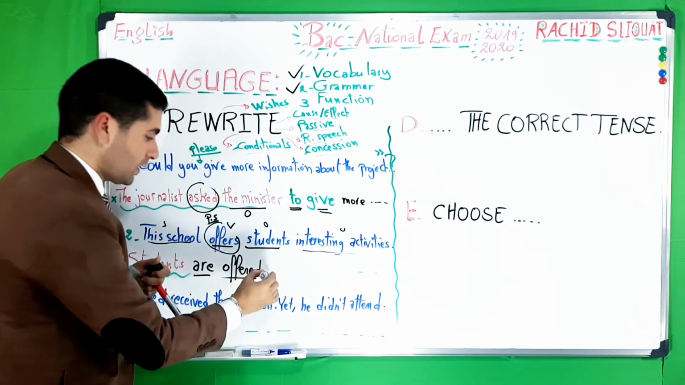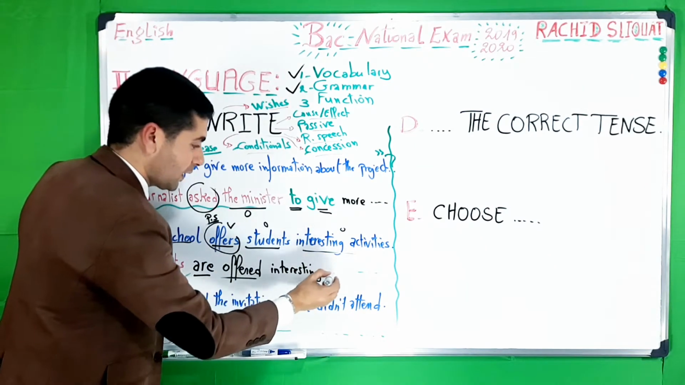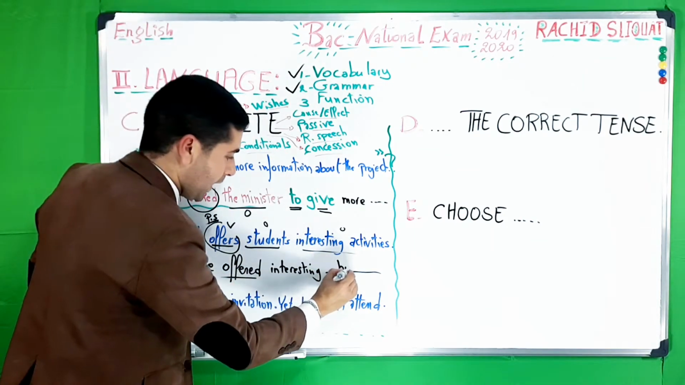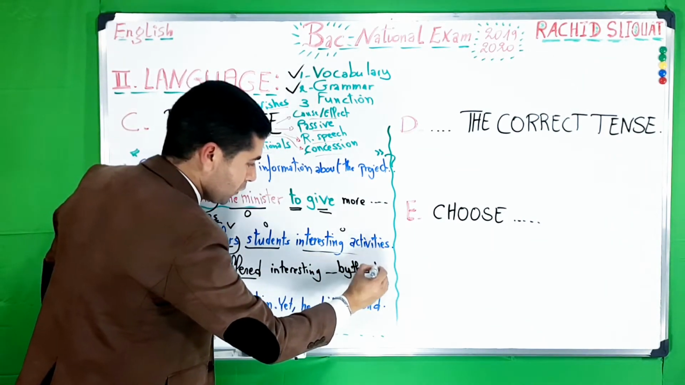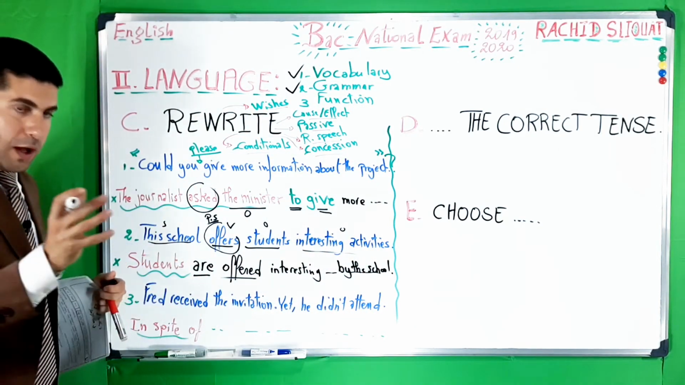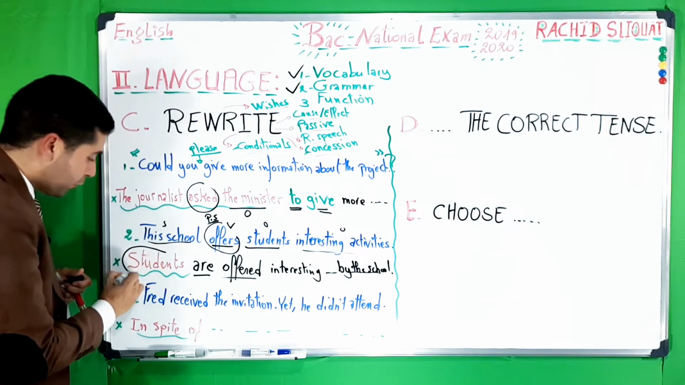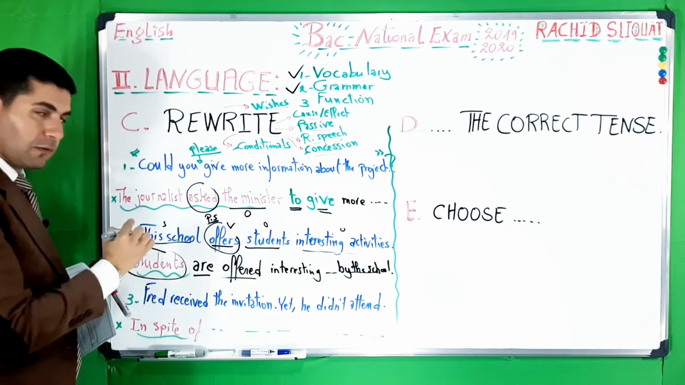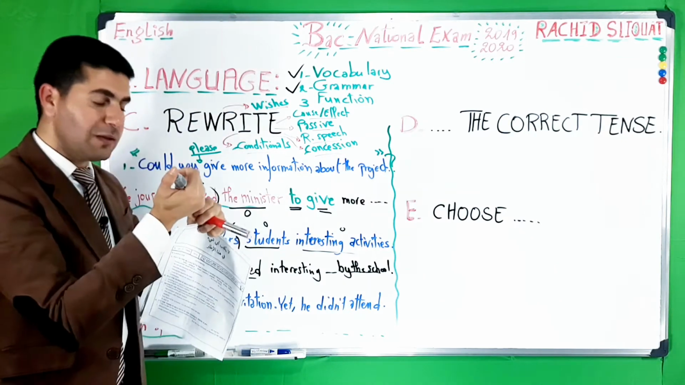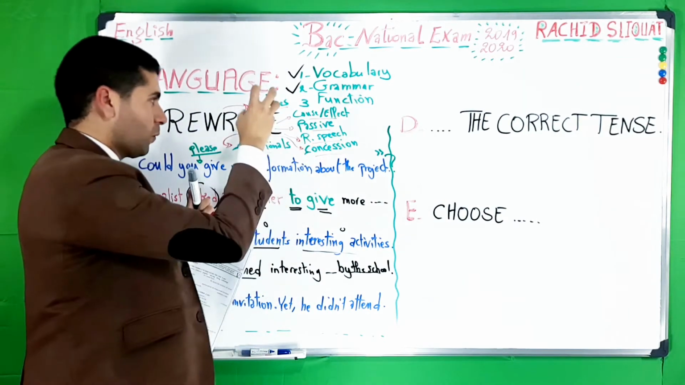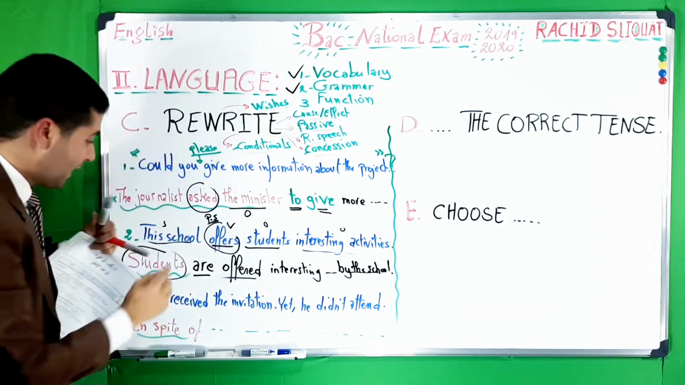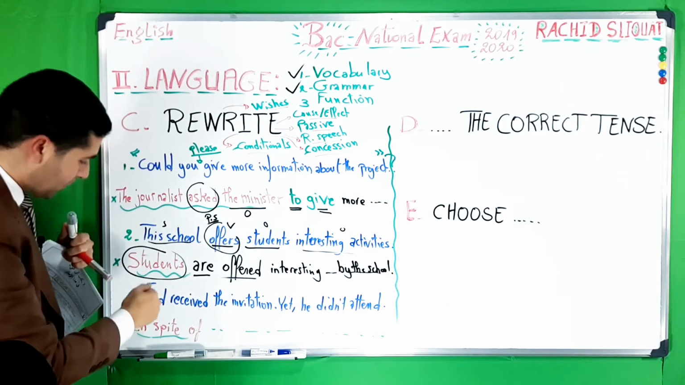So: students are offered interesting activities. You can say by the school, all right? So this has to do with passive. Why? Because here, this is the object of the sentence, all right? So the starting expression is the one that tells you what to do: wish, conditional, cause, effect, concession, reported speech, or passive. These ones, okay? Let's go to number 3.